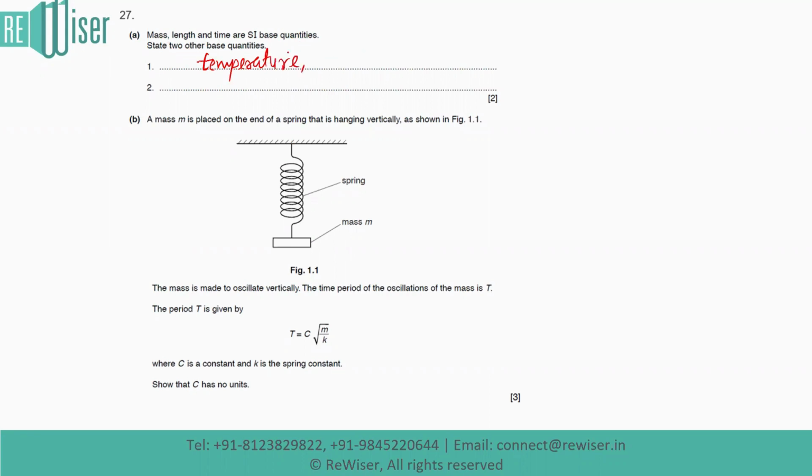It's a base quantity and its unit is Kelvin. And the other base quantity is current. It is a base quantity and it has units of ampere.